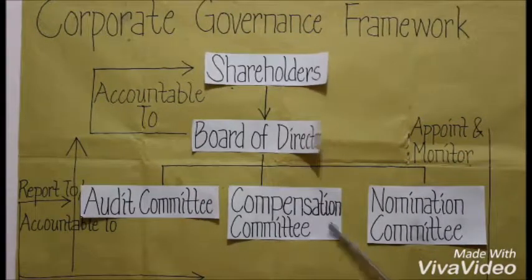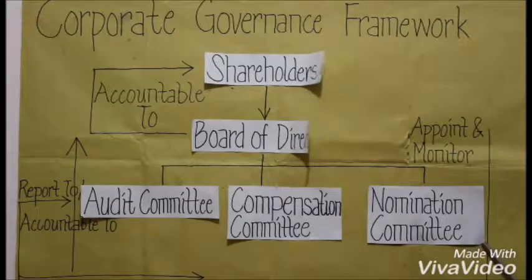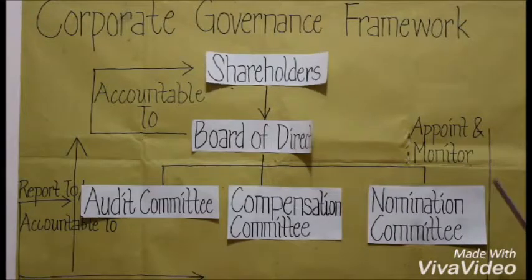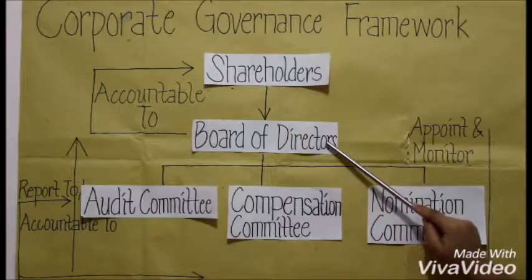And lastly, the Nomination Committee, which is responsible for identifying suitable candidates for various director positions. They are also the ones who will evaluate the board of directors and examine the skills and characteristics needed in board candidates. In short, the Audit Committee, Compensation Committee, and Nomination Committee will report to the Board of Directors.